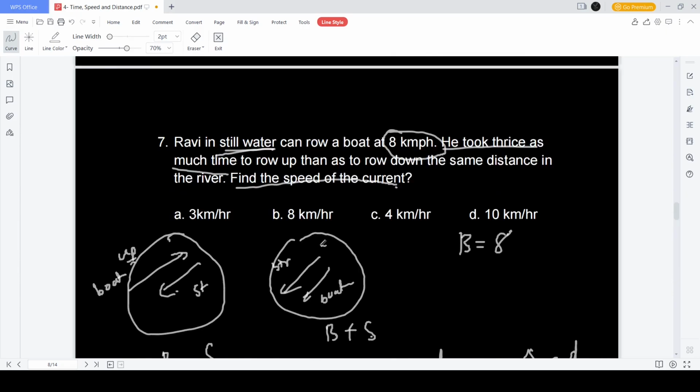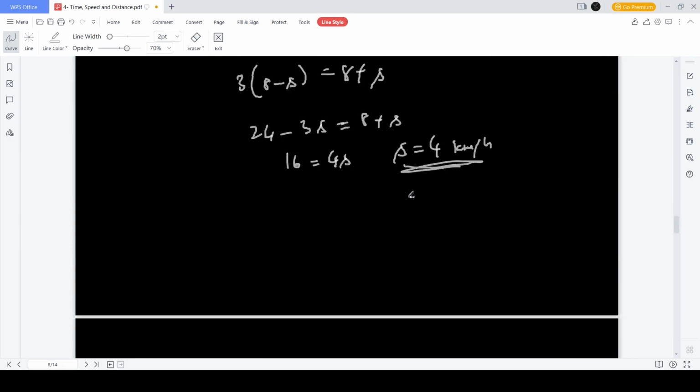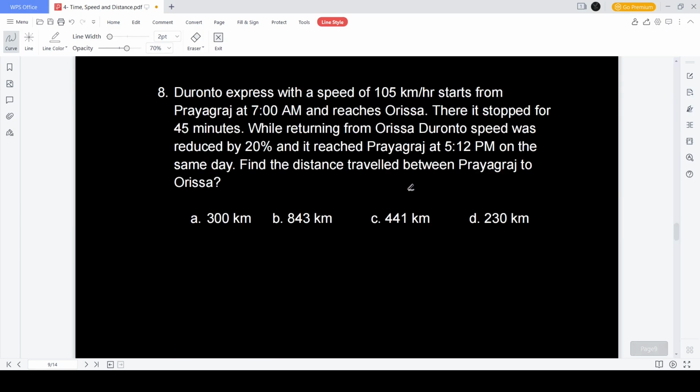Okay. Now they're asking you to find that, okay, that's what they asked you to find. So it's 4 km per hour. This was easy. Okay. Duronto Express with a speed of 105 km per hour starts from Prayagraj at 7, and reaches Orissa.